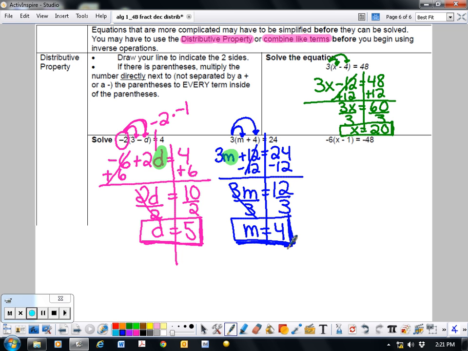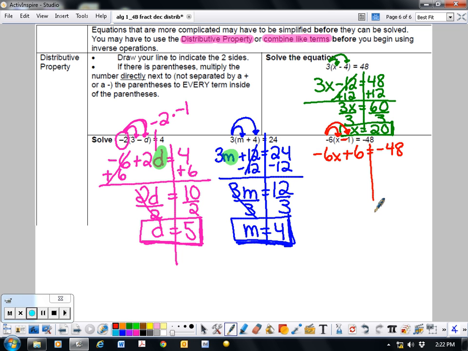Okay, and then our last one, same idea. We've got negative 6 groups, or the opposite. So I'm going to multiply in. So I get a negative 6 times x, which is negative 6x. Then I'm going to multiply in right here, a negative 6 times a negative 1, because I can't forget that negative right there. So negative times negative gives me the positive. So positive 6, and that's equal to negative 48.